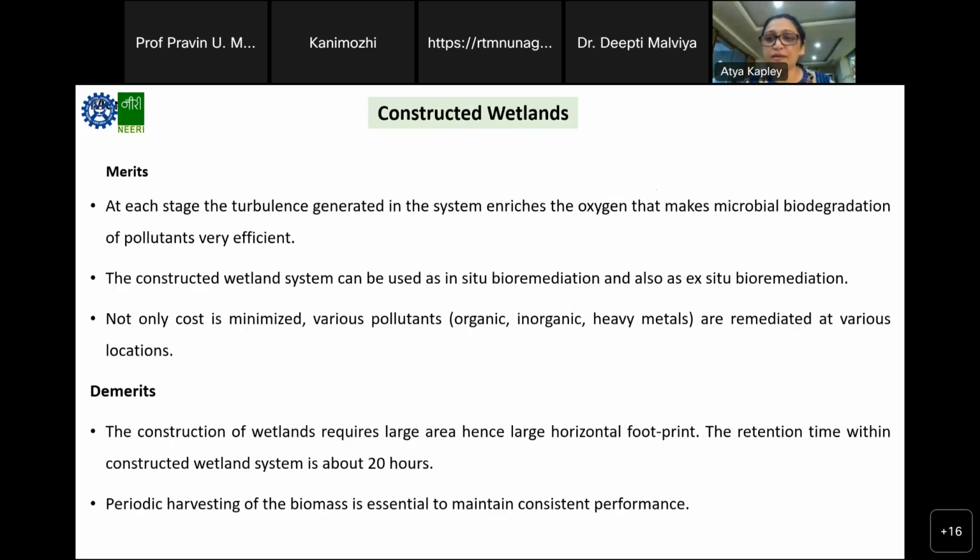Constructed wetlands are being practiced in many places. The Namami Gange group, the Ministry of Water, they have done a lot of work across the Ganga basin. They look at how the catchment areas can be saved, how you can do a filtration through these wetlands so that the water reaching the rivers is treated. The only problem here is that it requires a lot of land, but this is one of the very successful management programs being taken up.